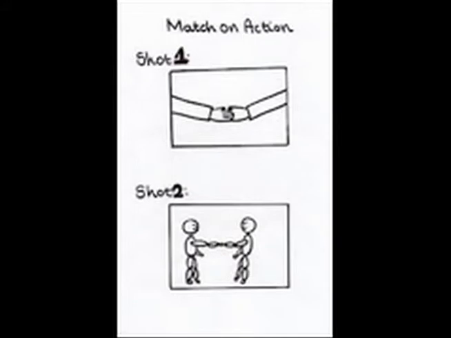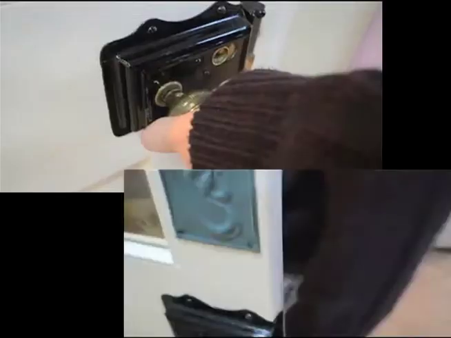Match on action is used to link film editing between 2 different objects showing a movement of action. I used this several times in my preliminary task, especially to show characters opening doors. My editing for these were not particularly successful. The cuts were either too quick between each shot, or the pace of them did not match up well.